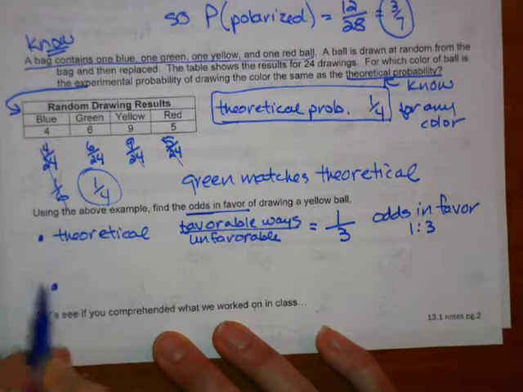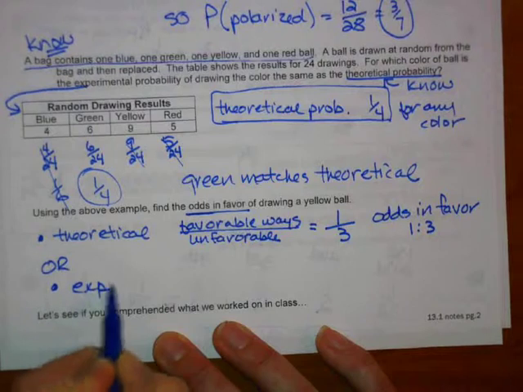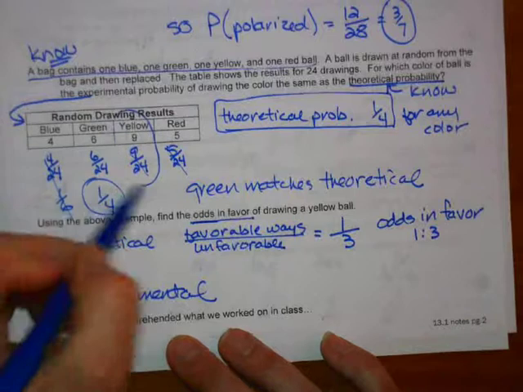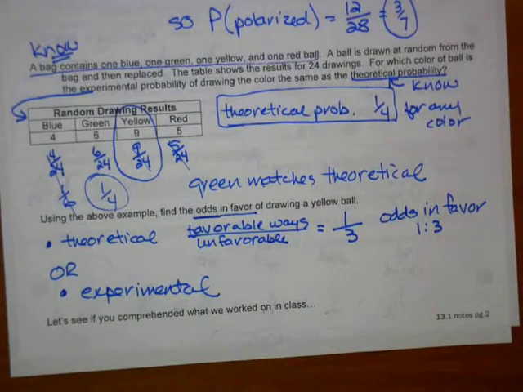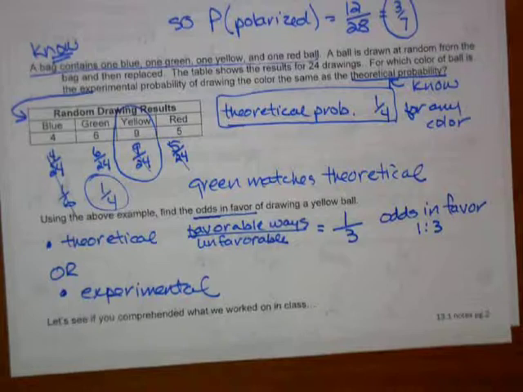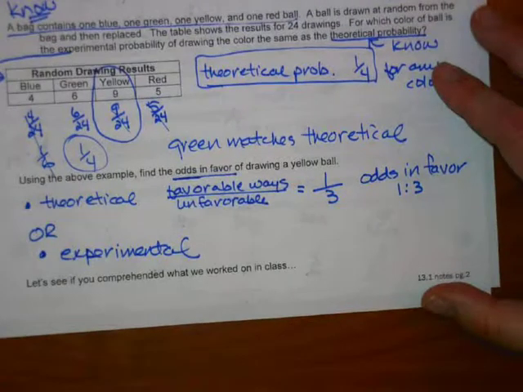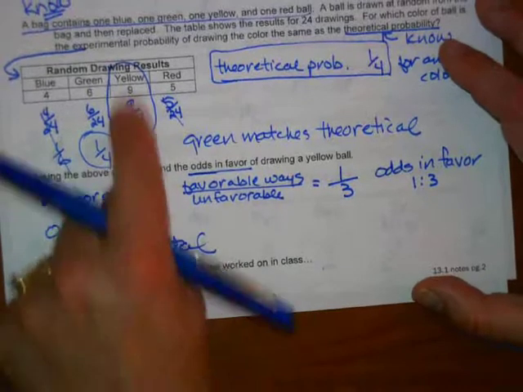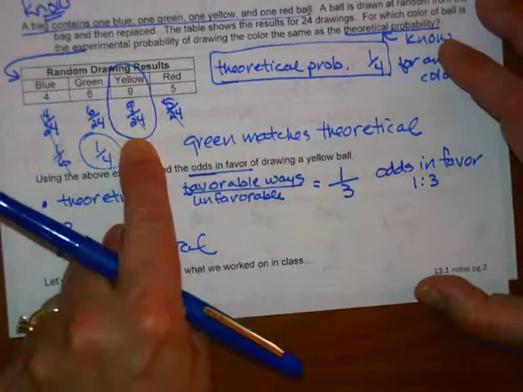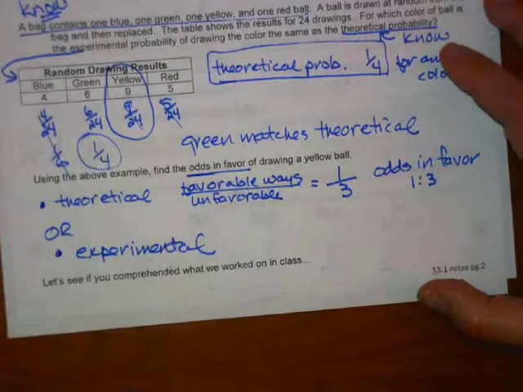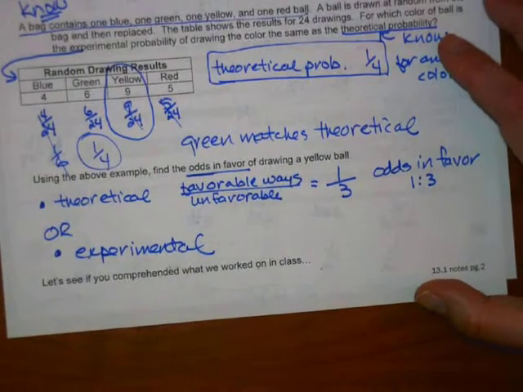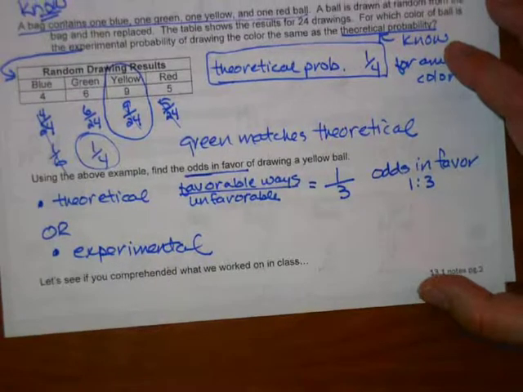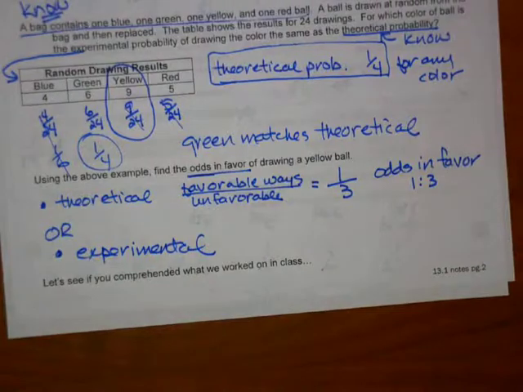Now, we could also do it with experimental. So I want you to write down what are the experimental odds of drawing a yellow in favor. Odds in favor. How would that be written? You try it. Write the odds in favor based off this experimental results of drawing a yellow. Just do it. I'm going to wait for everybody to try it. Odds in favor of drawing a yellow based on these experimental results. Write it down.